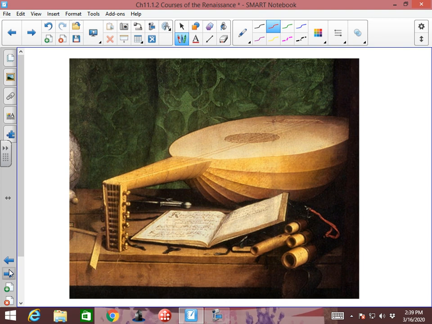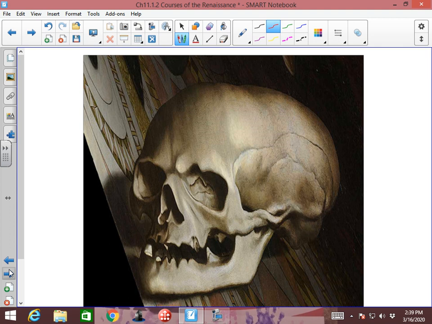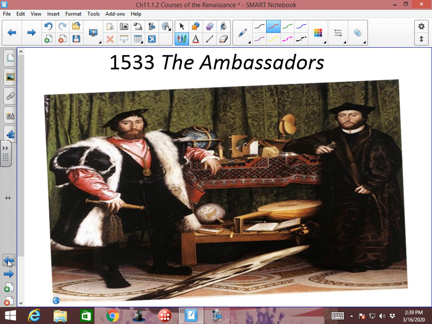Oh, you didn't see the skull? Well, let me flip back. See it now? Just kind of an optical illusion that he put in the painting. And if you're not really looking for it, you kind of glance over the top of it.